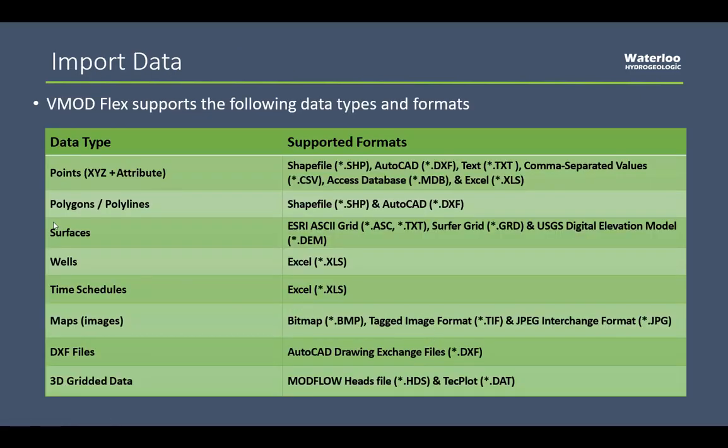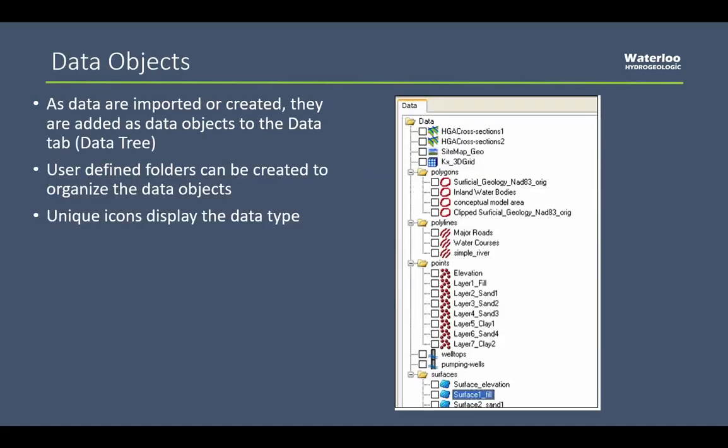You can use points, polygons, polylines, all sorts of different shape files in VMOD Flex. Surfaces, wells, the well data objects, these are simply imported from an Excel data file. Maps, DXF files, and 3D gridded data. And you can see all the different formats here on the right-hand side. As a fallback, you're pretty much always going to be able to work with Excel files, text files, but we've made an effort to support the most common data formats that you're likely to have available to you.